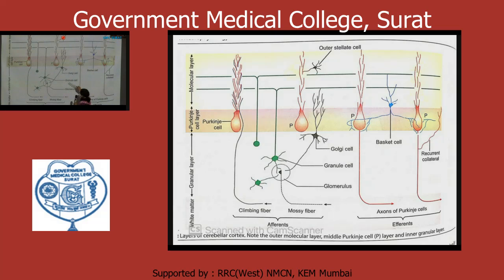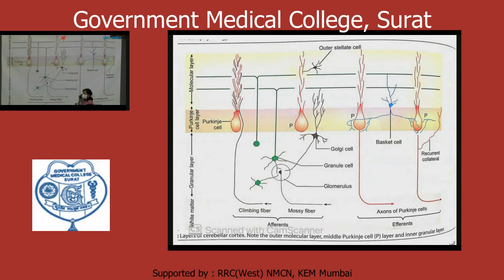How do these Golgi cells function? These Golgi cells also receive the impulse from the mossy fibers, and once they are excited, they inhibit the granule cells, or they control the output of the granule cells, and this is known as feedback inhibition. For the feedback inhibition, these Golgi cells are responsible.